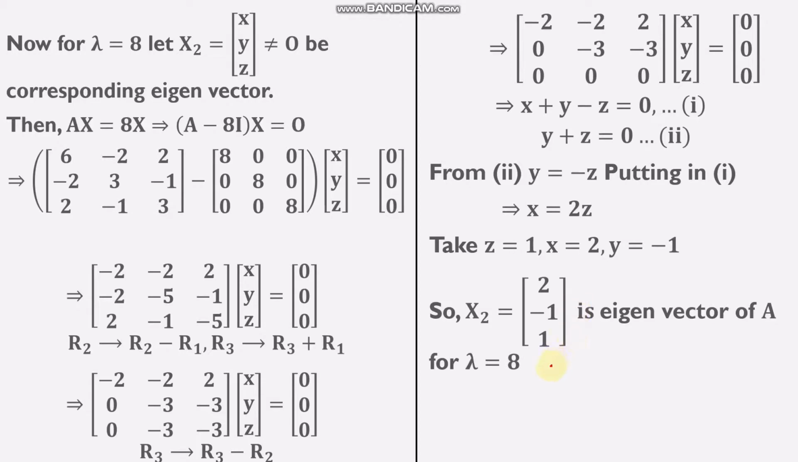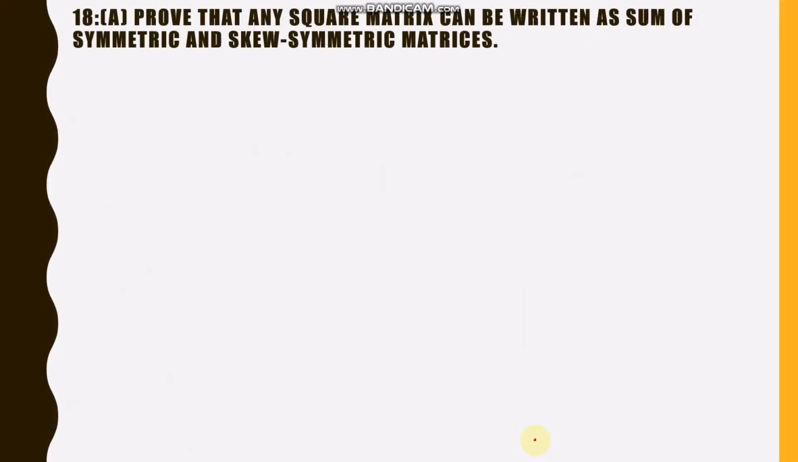So in this way we have calculated the eigenvalues and eigenvectors of the given matrix. So now the last question, number 18, part A.